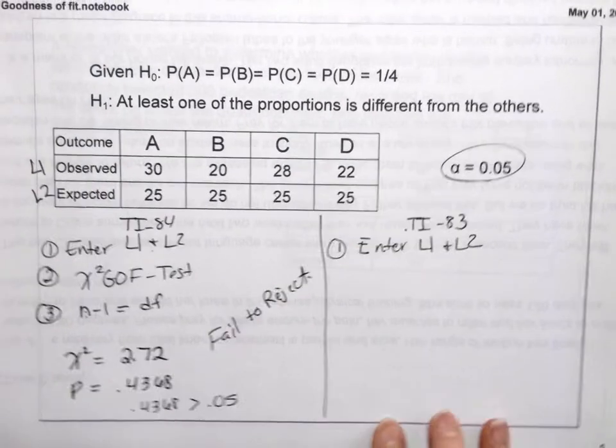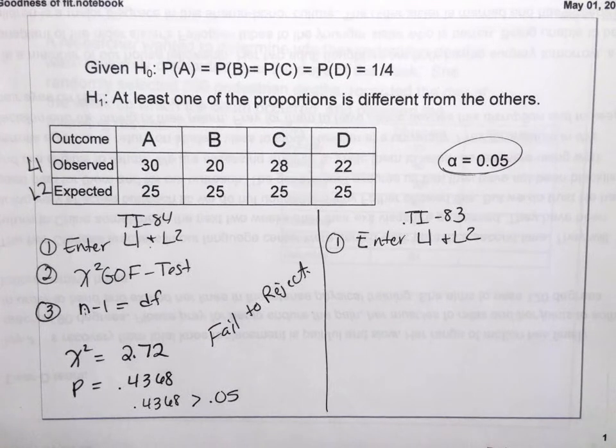Okay, so pause there for those of you with 83 users. You're right there, so it's really not hard. You already have list 1 and list 2 in. Now you have to do a little extra. So go to list 3.